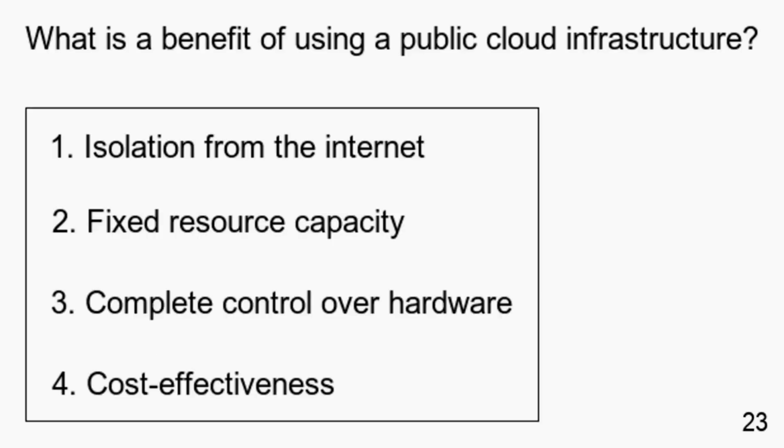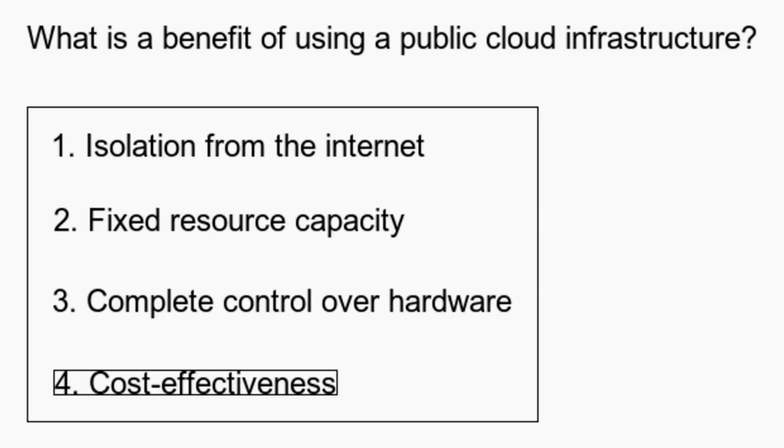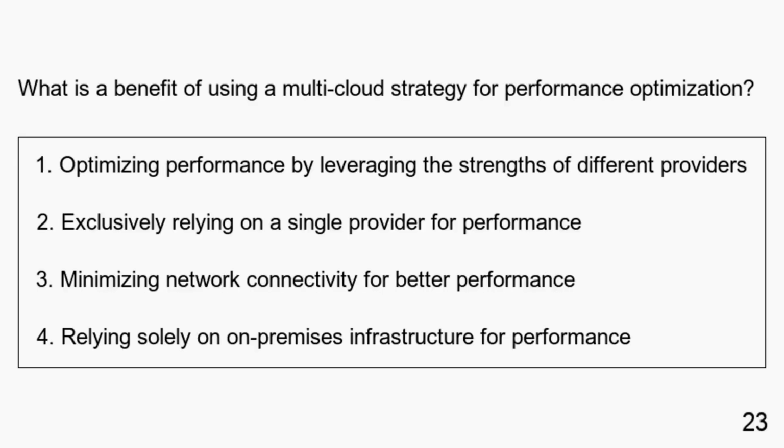What is a benefit of using a public cloud infrastructure? Isolation from the internet. Fixed resource capacity. Complete control over hardware. Cost-effectiveness. Public cloud services often provide a pay-as-you-go model, allowing users to pay for only the resources they consume, making it cost-effective. What is a benefit of using a multi-cloud strategy for performance optimization?